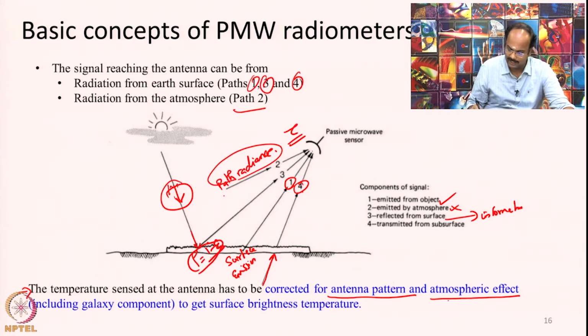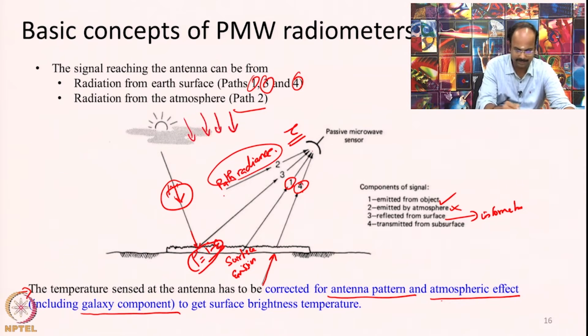Also, in addition to atmospheric effect, there can be a galaxy component. Galaxy component means the sensor is there in outer space, which is also continuously emitting radiation, because that is also not at absolute 0 temperature. Some temperature is there, even though it will be extremely cold, it is still not at absolute 0, due to which it will emit radiation.